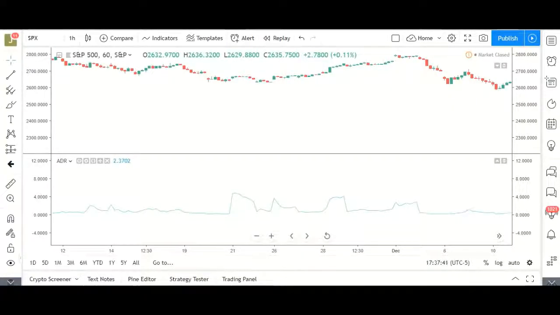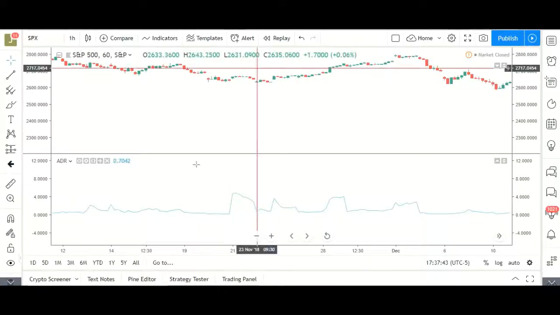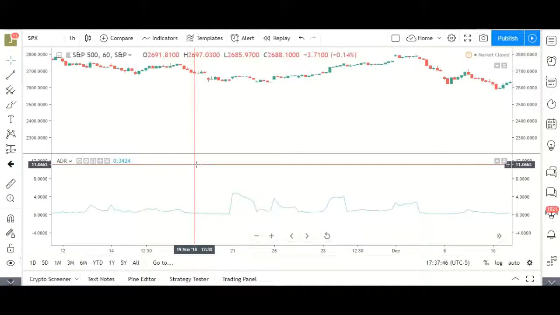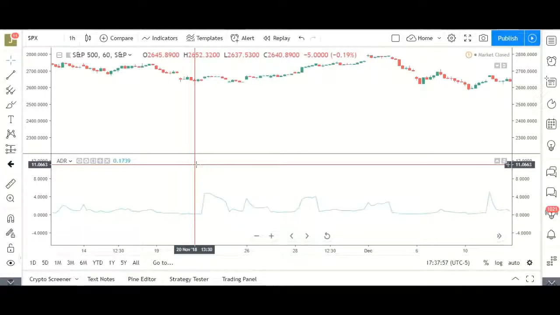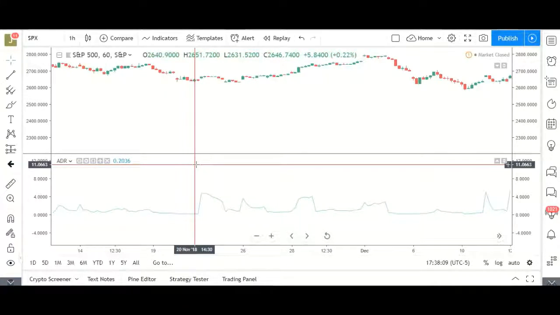Today we're going to be going over the advanced decline ratio. The advanced decline ratio is much like the advanced decline line. It's really all about comparing advances and declinings in stocks, and it is specifically made for indexes, although sometimes it's used for other areas as well. The whole thing with the advanced decline ratio is taking the advancing stocks in an index and then dividing them by the declining stocks to create a ratio.